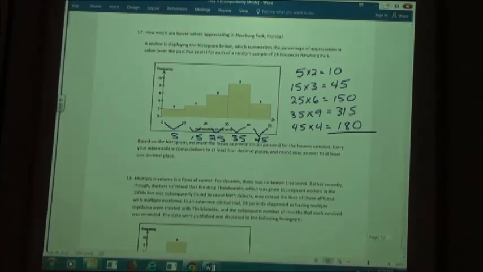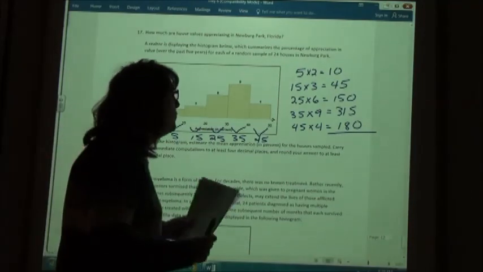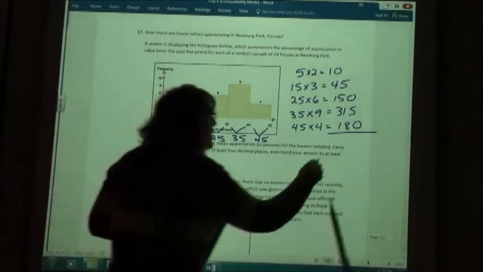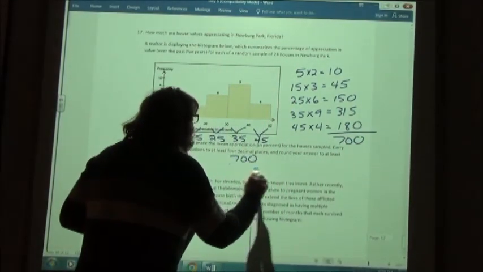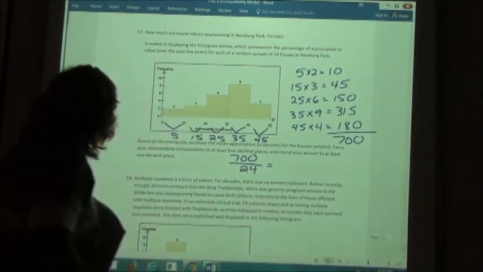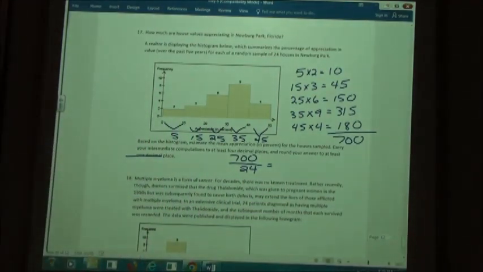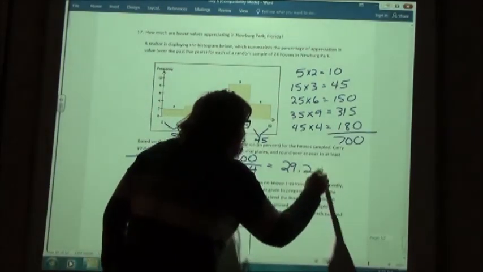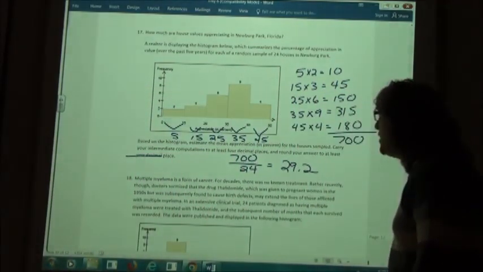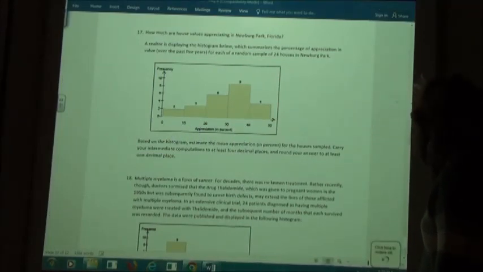And then we're going to add all of those up. 700. We are then going to take that 700 and divide it by 24, our sample of 24 households. We are rounding our answer again to at least 1 decimal place. So if I divide that out, I would round that off to 29.2. So 29.2% would be my average appreciation value for my house.